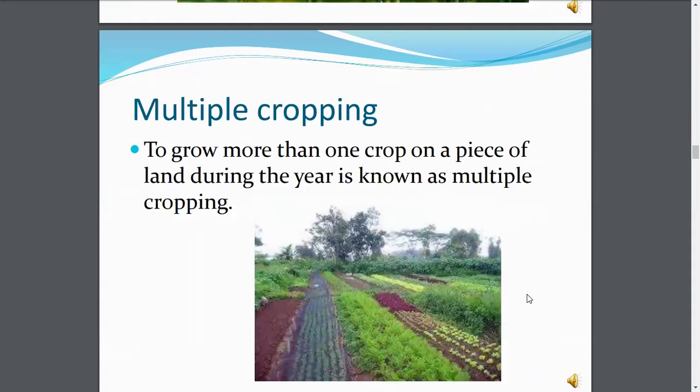Now there are some techniques for this cropping. Cropping patterns we can see. From that, the first one is multiple cropping. What is the meaning of multiple cropping? Multiple cropping means three or more crops are raised during a year on a given piece of land. You can see in the picture, in the given piece of land, they have grown three or more different crops.